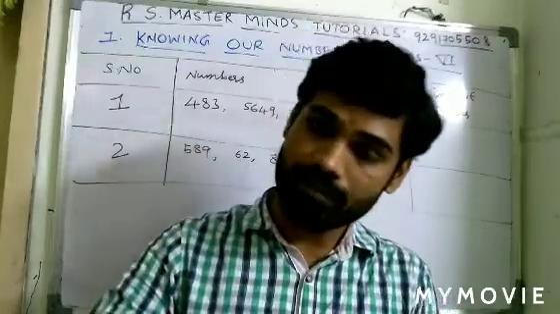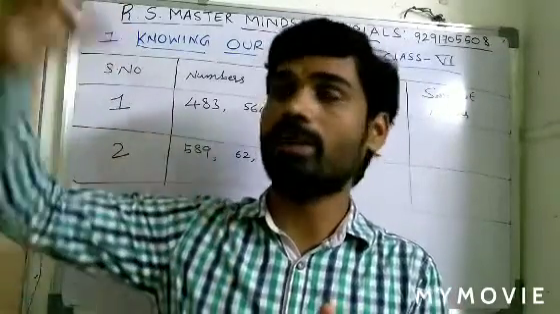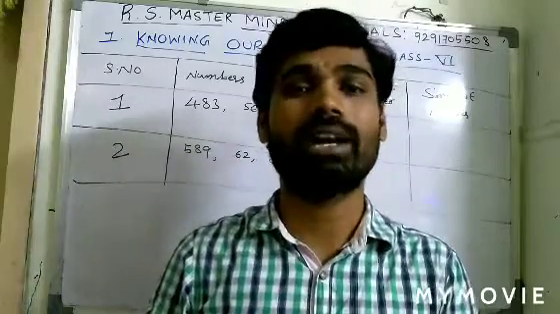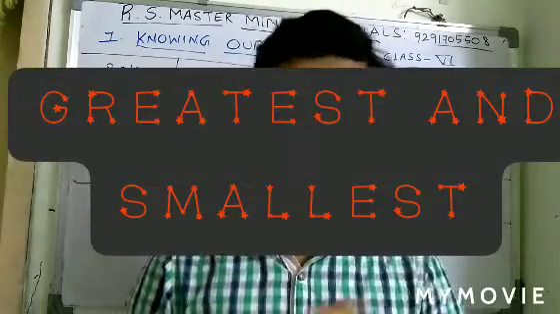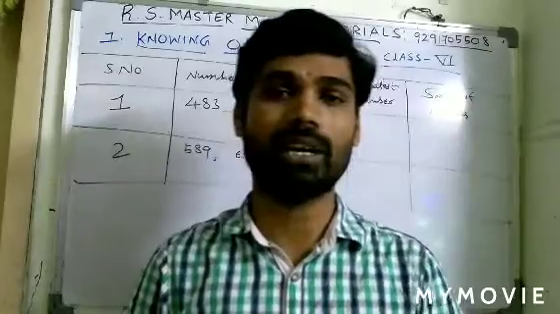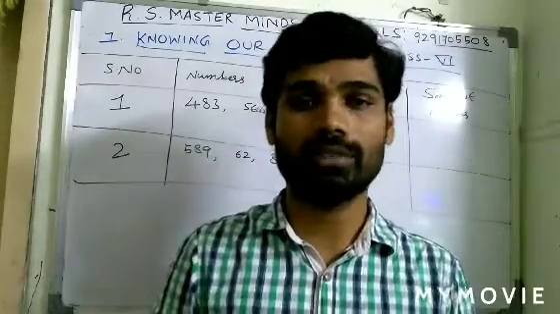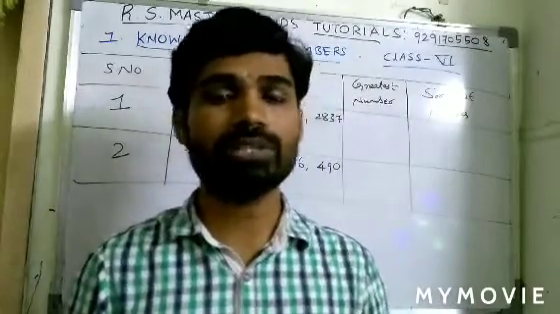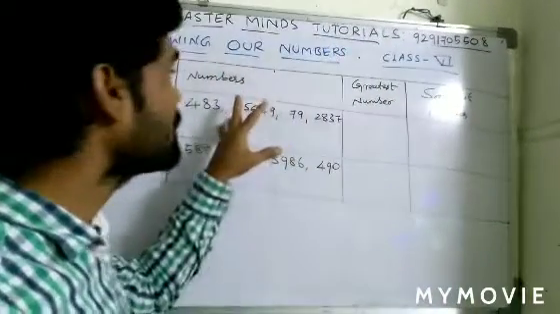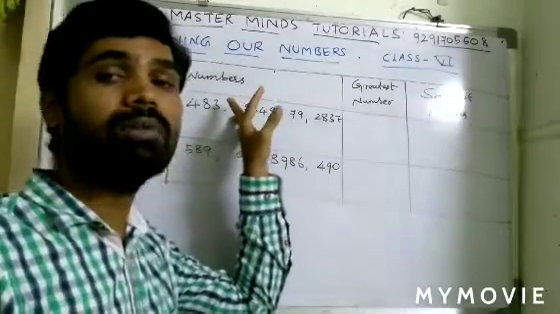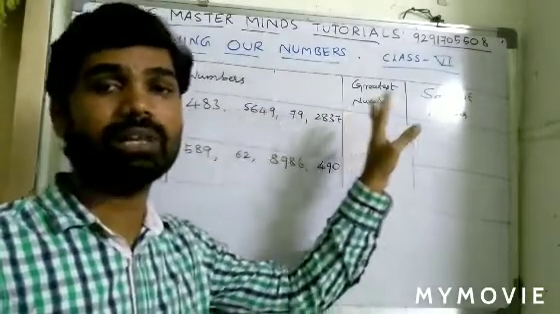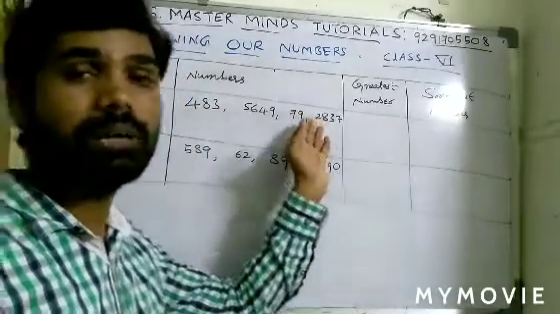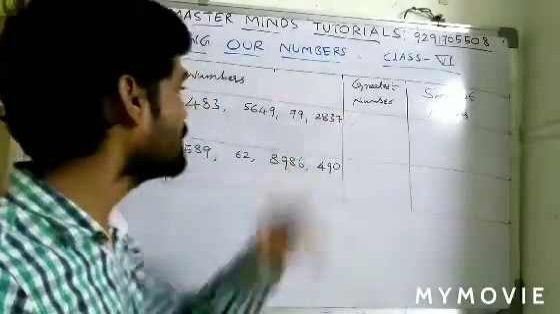So what are the numbers? Let us see, a few numbers are given. From these, let us find the bigger number and the smaller number. Here 483, with ones, tens, hundreds places: 4 hundreds, 8 tens, 3 ones, so 483. And with ones, tens, hundreds, thousands, we have 5649, 7979, and one more, 2837. So these are the 4 numbers.